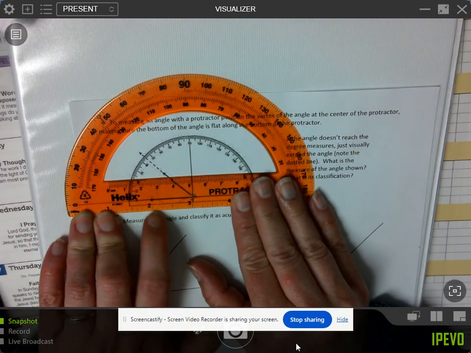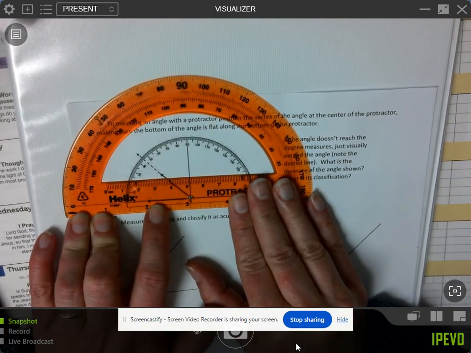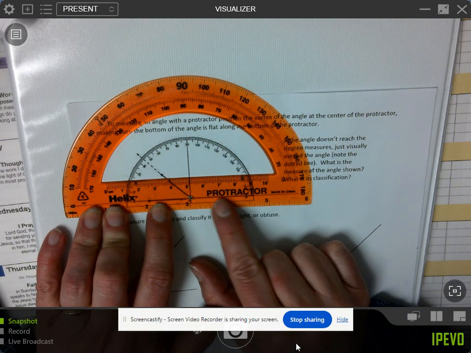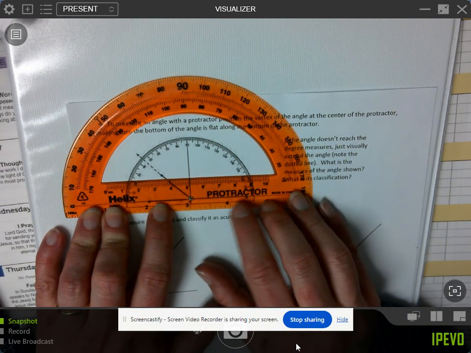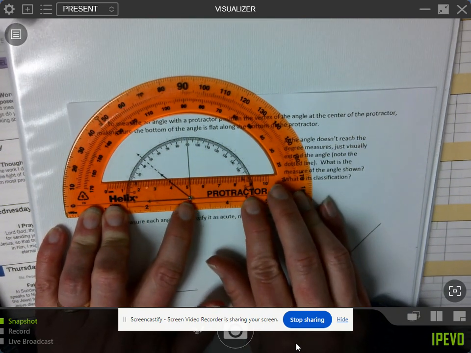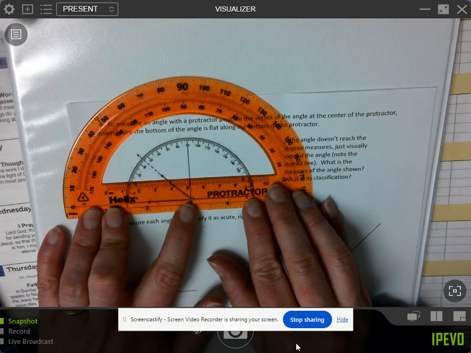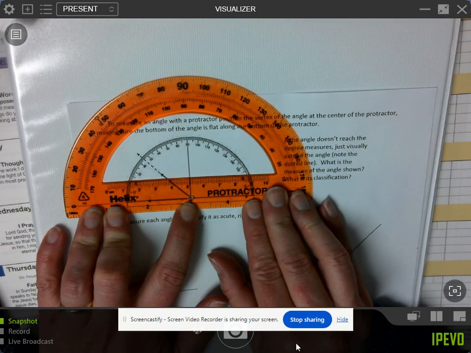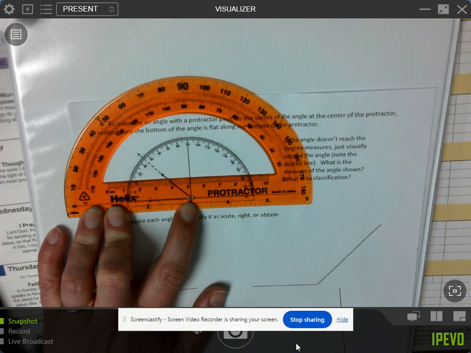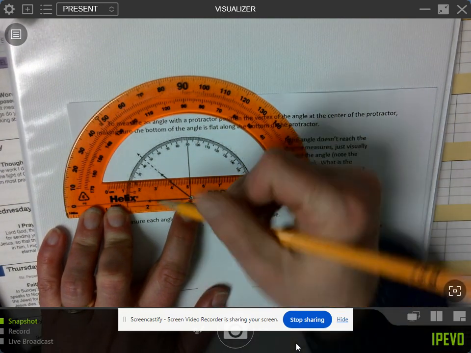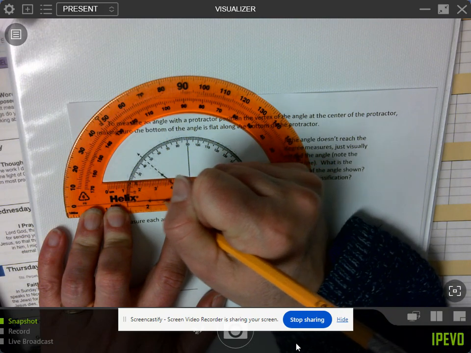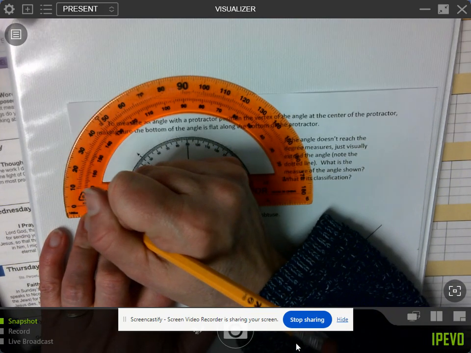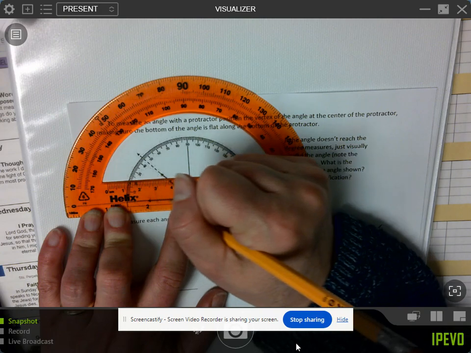So you can see the angle line is as close as I can get it onto the protractor line. So the angle and the protractor line should line up. Your vertex should be as close to the center of your circle as possible. And then what you do, if you have your center here, my line is pointing to the outside 0.